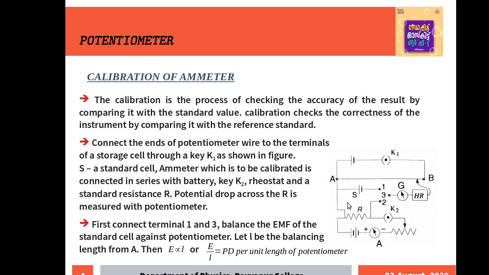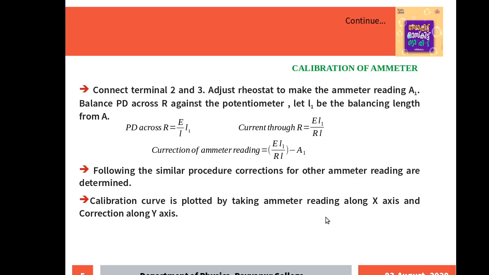So I am using this S to find out the potential difference per unit length of this wire AB. What is the use of this standard cell? The standard cell I utilized to find out the potential difference per unit length of the potentiometer, which I can use for the other case. Now we will see how we will do the measurement. After finding out the potential difference per unit length of the potentiometer wire, I will connect 2 and 3.